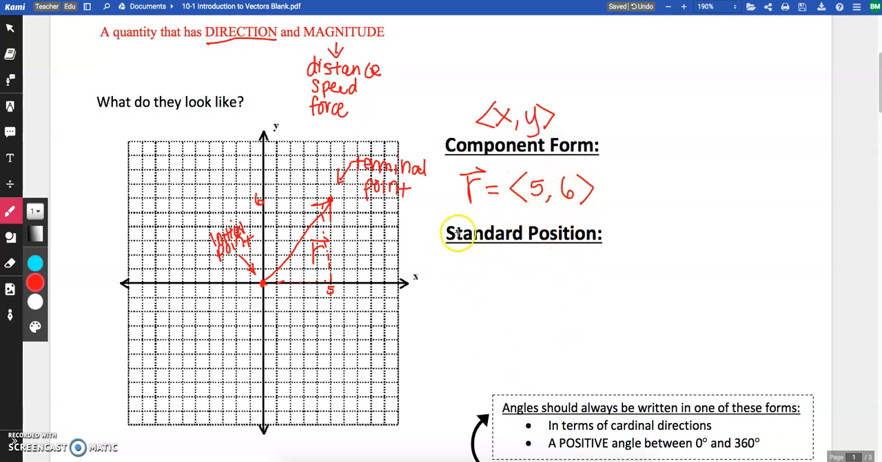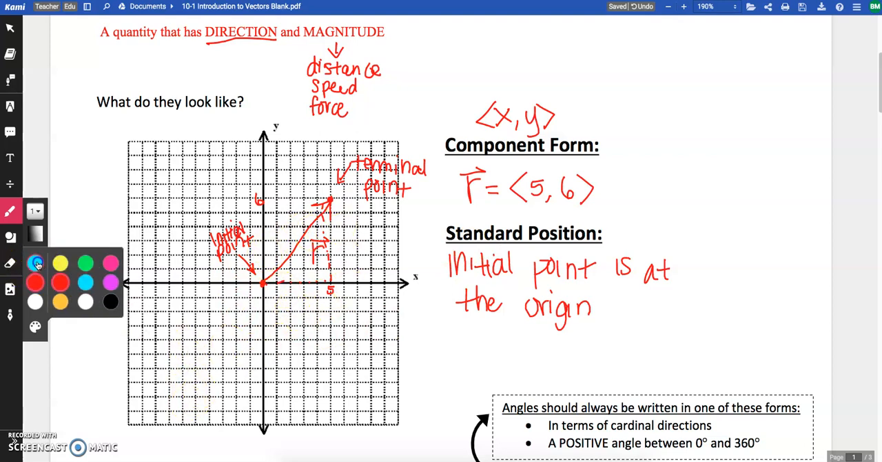We also talk about vectors typically in standard position. That would be an example like the one we drew. That just means the initial point of the vector is at the origin. We call that standard position because it makes it easier to draw the vector and do some calculations.